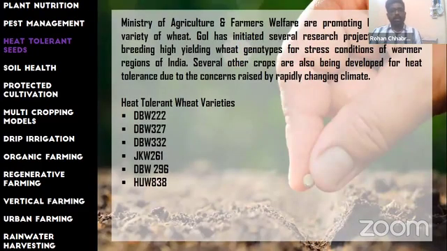Then heat tolerant seeds. So the Ministry of Agriculture and Farmers Welfare is promoting heat resistant varieties of wheat. The Government of India has initiated several research projects for breeding high yielding wheat genotypes for stress conditions of warmer regions of India. Several other crops are also being developed for heat tolerance due to concerns raised by rapidly changing climate. A few of them are basically millets, soybean, sorghum, and other crops.